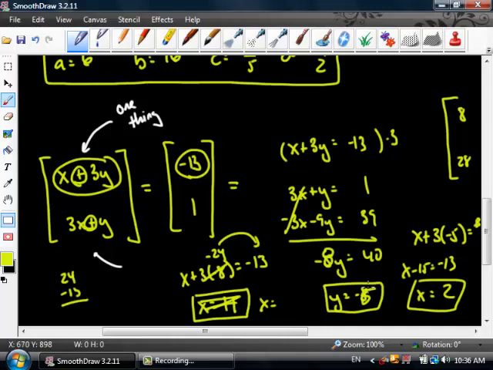Yes, Max. Why did I multiply by negative 3? Because I needed to get rid of the x. In order to get rid of the x, they had to match. All right?